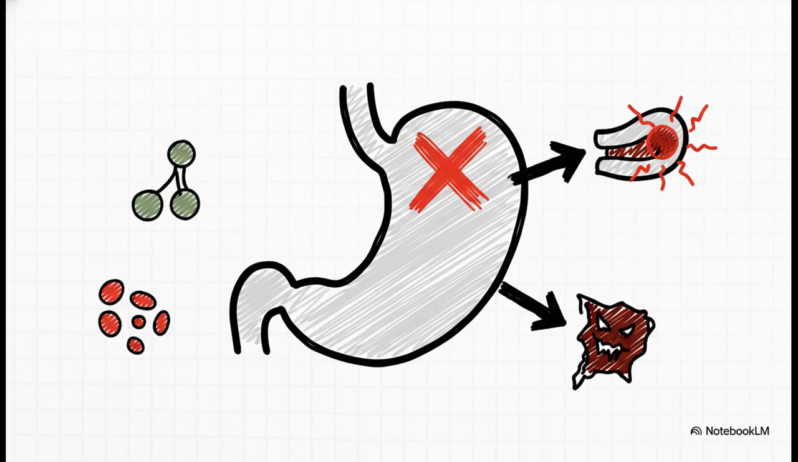Notice I said distal. The cardia region is not associated with H. pylori. That is a super classic exam distractor right there. Beyond the stomach, it's associated with MALT lymphoma. And get this, eradicating it can even normalize platelet counts in patients suffering from immune thrombocytopenic purpura, or ITP.